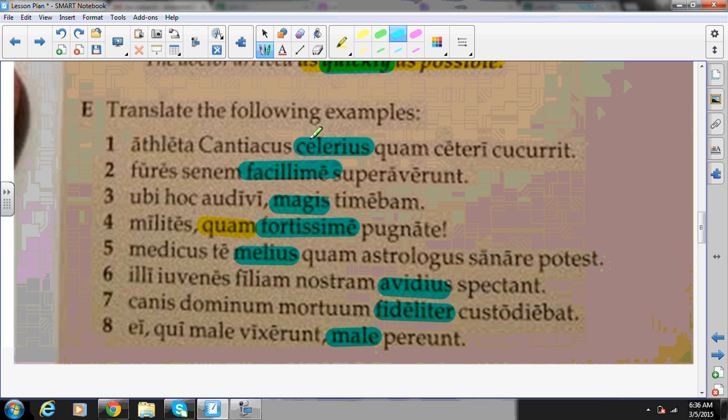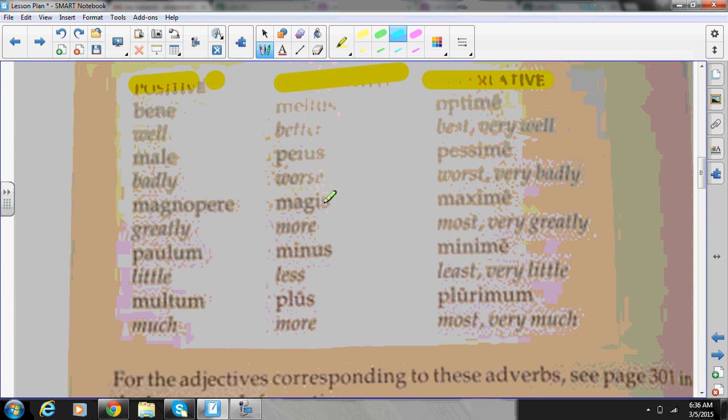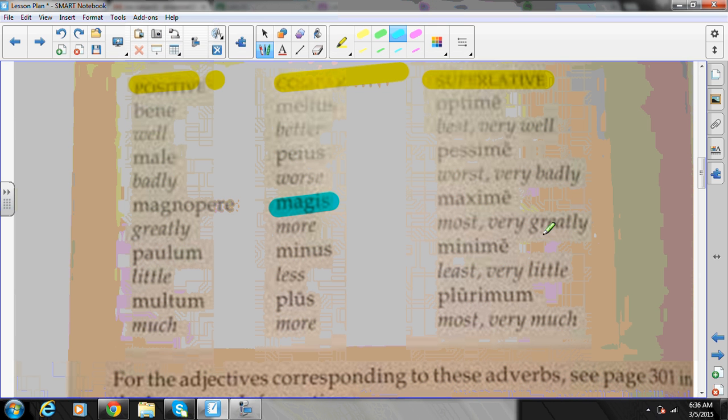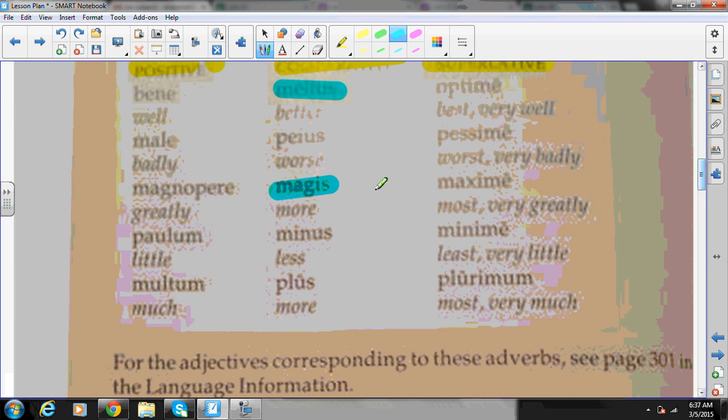Okay, we have for number one, that is a comparative. Number two is a superlative. Number three is a comparative, part of our irregular. If I go up here and look under our comparatives, I'll see magis right there. We'll see melius in one as well. So fortissime is superlative. Melius, we just saw, is a comparative. Advitius is a comparative. Fidelator is a positive, and male, if I look up here, is one of our irregulars, is also positive.